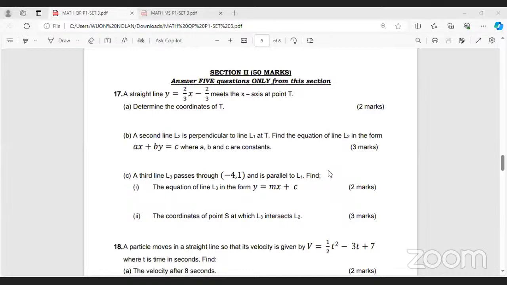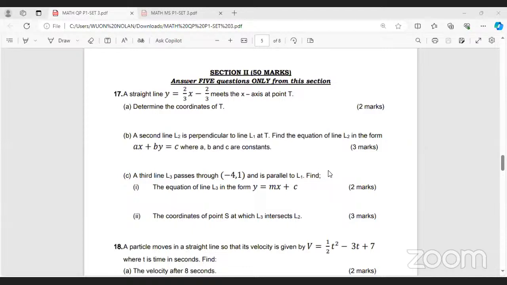Martin: -3 over 2. -3 over 2, correct. So for L2, we have the gradient -3 over 2. We have the point T through which it is passing, (1, 0). We are supposed to get its equation.